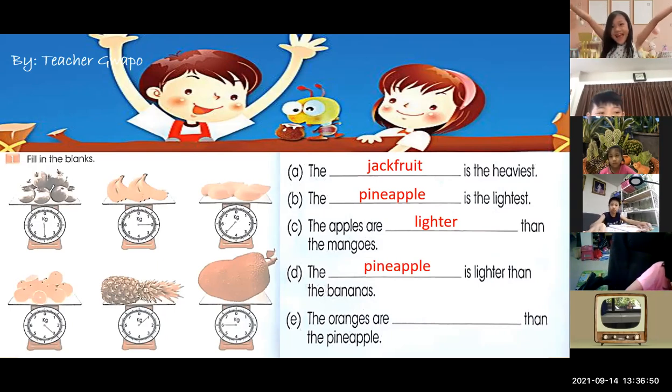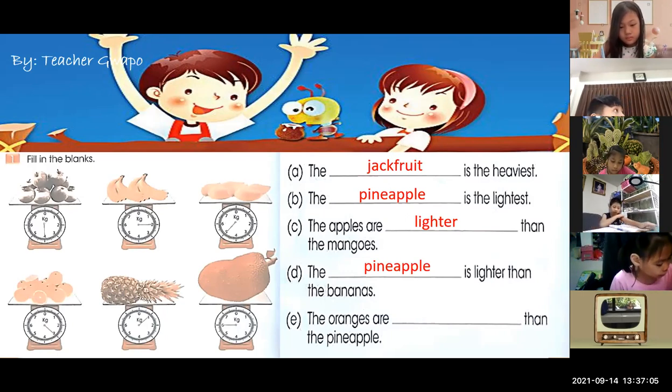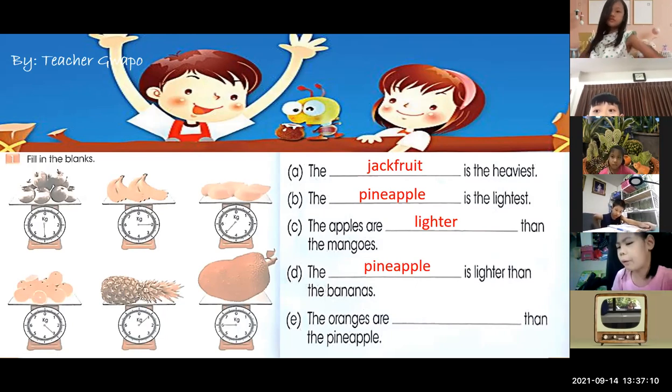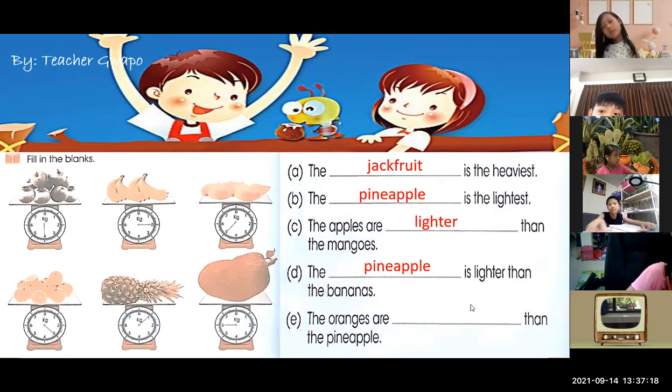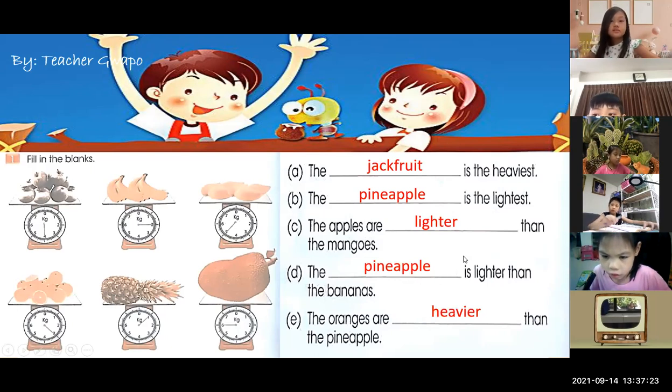And letter E. Teacher, the oranges are blank than pineapple. Heavier or lighter? Oranges are blank than pineapple. Heavier or lighter? Heavier. Okay. Thank you. Heavier is correct. Thank you, teacher. Very good.